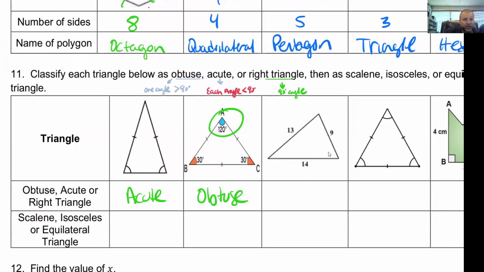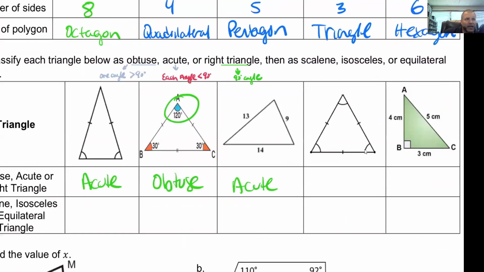In this triangle, if we're just using visuals, nothing here looks like it's more than 90 degrees. This one's kind of close, but a right angle would look something like this if this is my line. A right angle would look more like that. So this is a little bit less than that one, so this would be an acute angle.